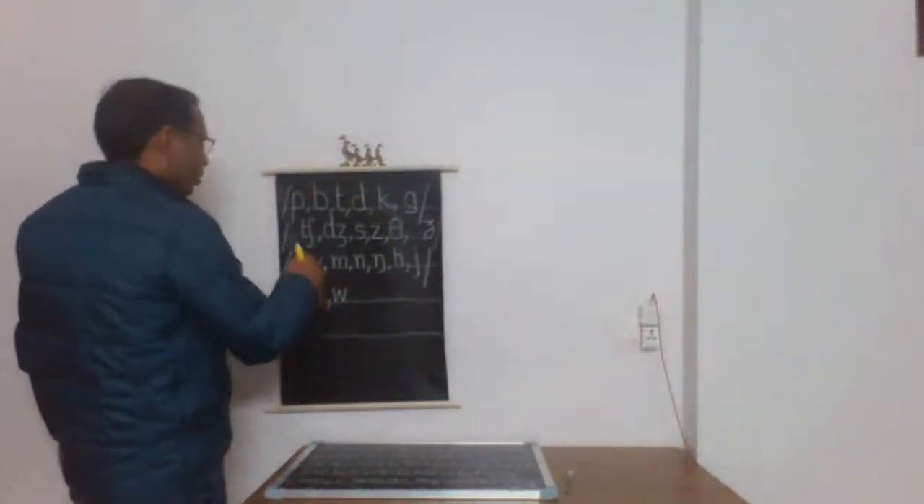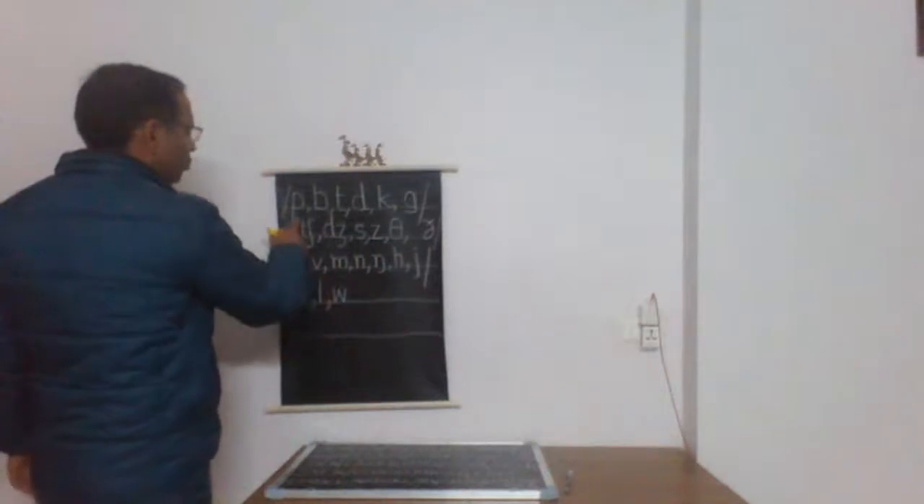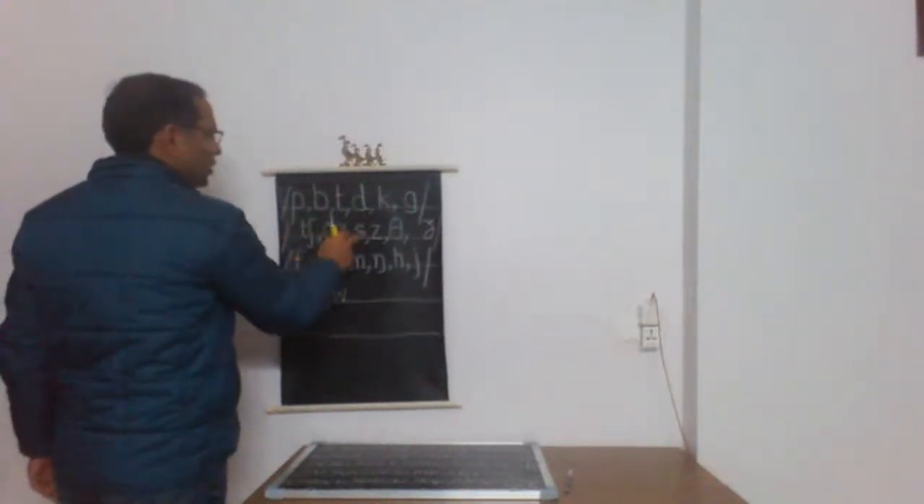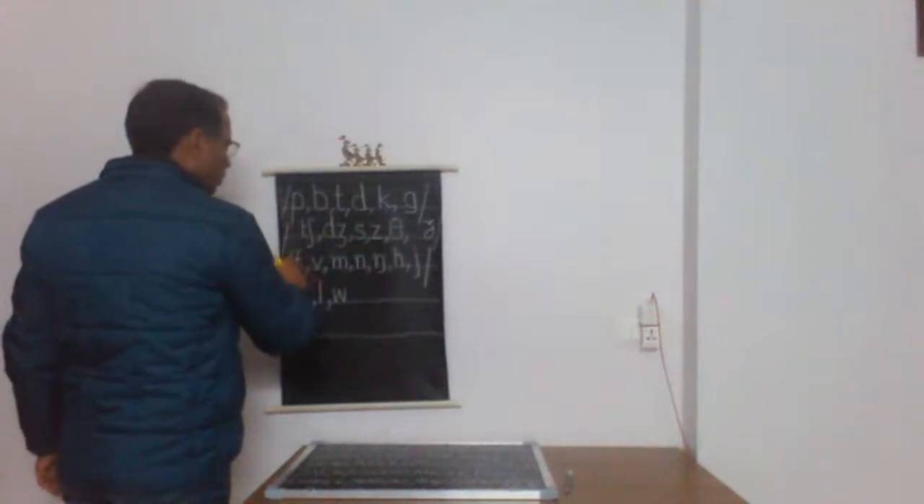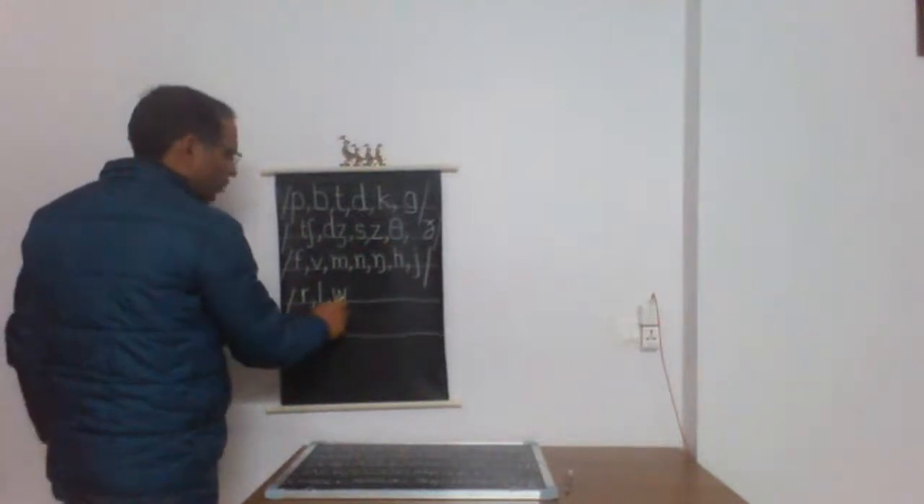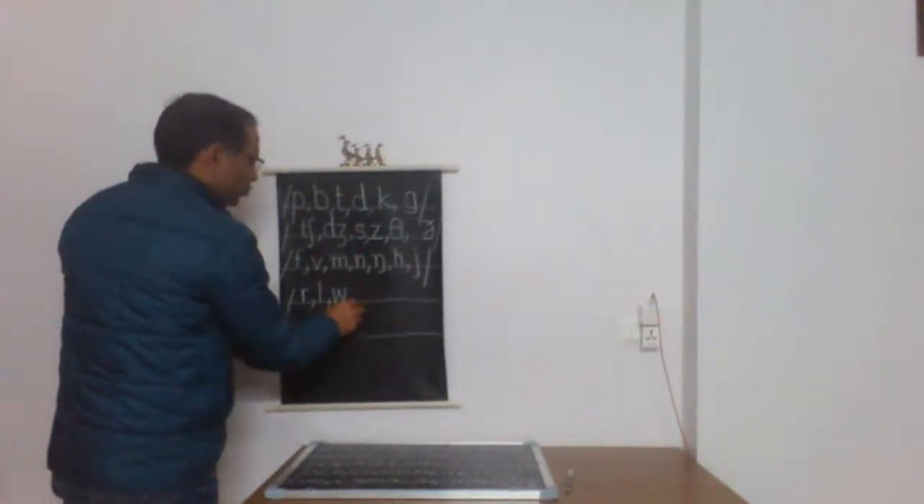So, what is the number of the sounds now? 1, 2, 3, 4, 5, 6, 7, 8, 9, 10, 11, 12, 13, 14, 15, 16, 17, 18, 19, 20, 21, 22. We are left with two more sounds.